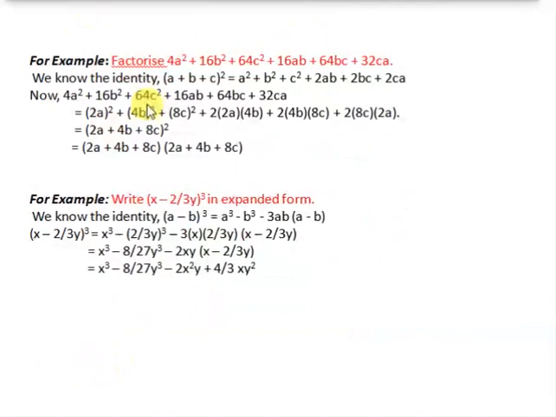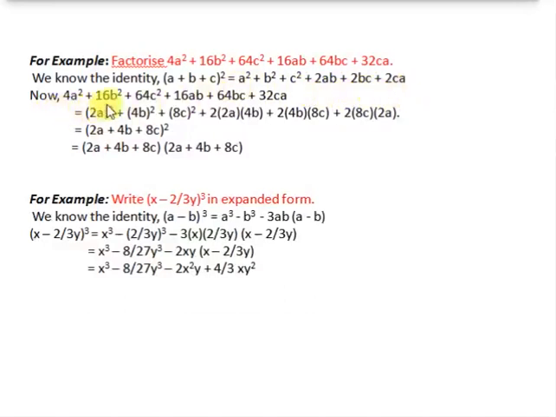See the next one. We have to factorize this: 4a² + 16b² + 64c² + 16ab + 64bc + 32ca. Now here we will be using the identity (a + b + c)² = a² + b² + c² + 2ab + 2bc + 2ca.